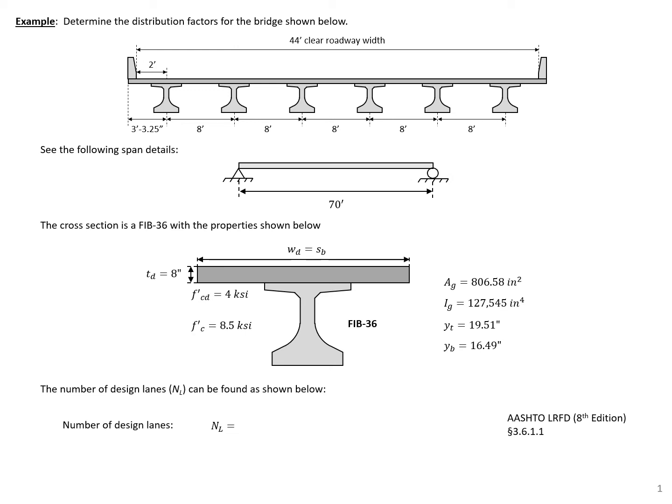In this example problem, we're going to determine the distribution factors for the bridge shown below. We have 6 bulb T-beams, and you can see the spacing and some of the other properties of the bridge. So distance from the edge of the barrier to the center of the exterior beams. And we also have our span details. So we have 70-foot spans for the beams.